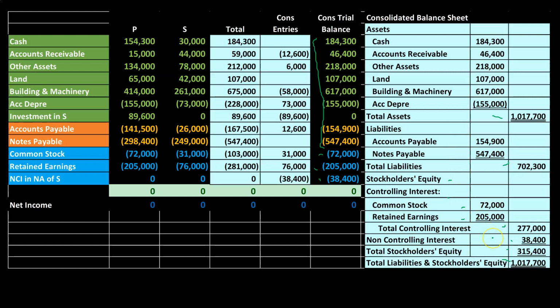Then down here, in the equity section, even though P has control over how to use the assets and liabilities to generate revenue, they don't have claim to all the assets and liabilities. There's a non-controlling interest, which means, you can think of it like, if they were to liquidate, not all the assets would go to the P stockholders. There's a non-controlling interest, and that would be shown here.